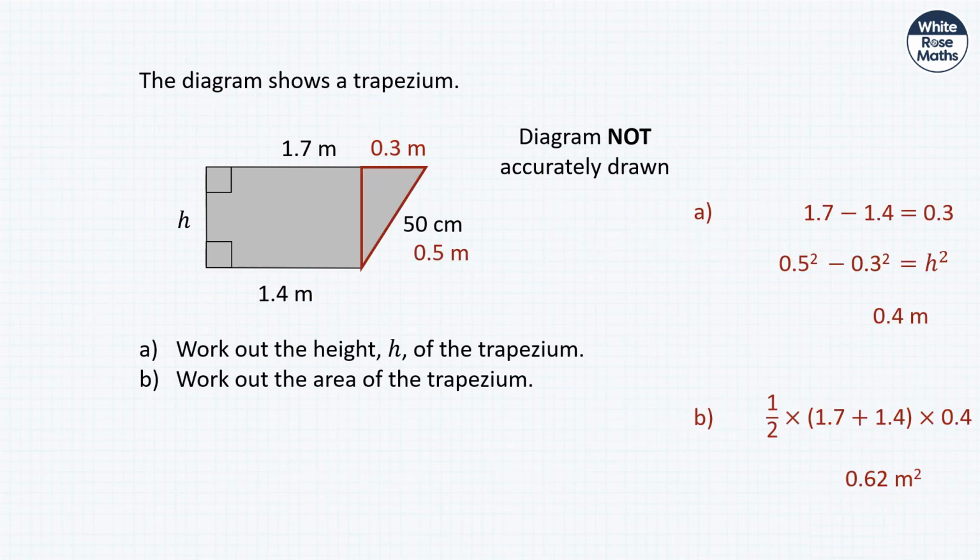Oh, sorry. So that was actually part A. Sorry, I didn't actually work out part B. So part B, the area of the trapezium. If you're not sure, it'll be the sum of the parallel sides, so 1.7 plus 1.4, divided by 2, multiplied by the perpendicular height, so times by 0.4.